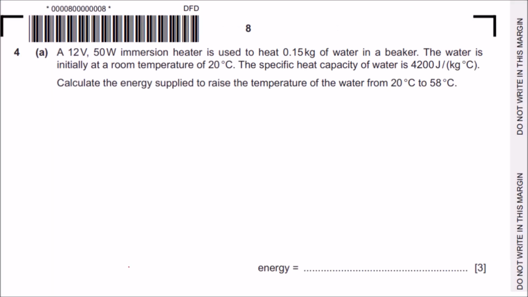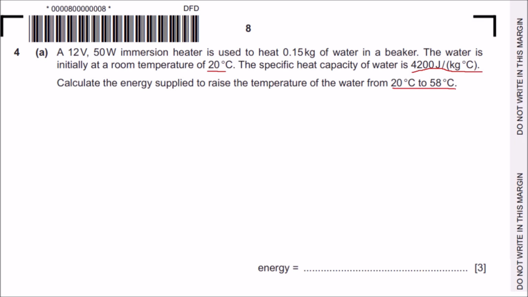Question number 4. A 12 volts 50 watts immersion heater is used to heat 0.15 kg of water in a beaker. The water is initially at room temperature of 20 degrees Celsius. The heat capacity of water is 4,200 joules per kg degrees Celsius. Calculate the energy supplied to raise the temperature of water from 20 degrees Celsius to 58 degrees Celsius. This question is coming from thermal properties, specifically specific heat capacity in thermal physics.